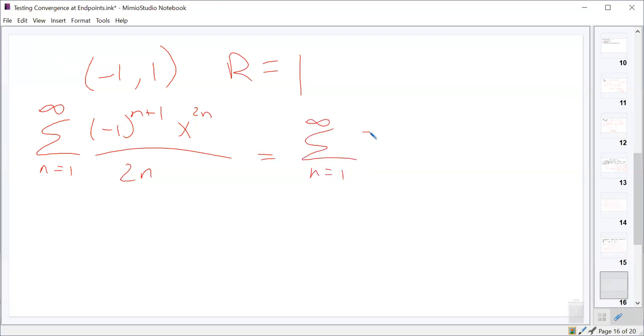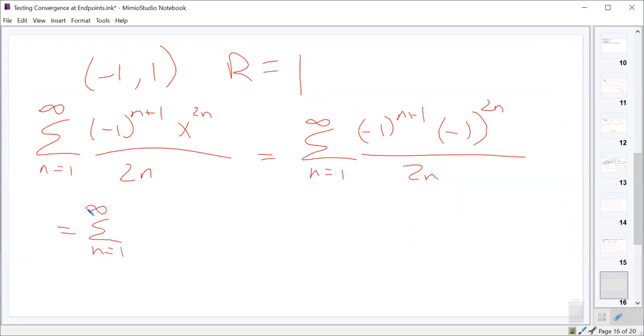All right, so what we've got here is (-1) to the n plus 1. Then we replace the x with our endpoint, -1, so we get (-1) to the 2n, and we have a 2n in the denominator. Looking at this, (-1) to the n plus 1 times (-1) to the 2n have the same base, so what can we do? We can add our exponents, giving us (-1) to the 3n plus 1 over 2n. So this is the sum from n equals 1 to infinity of (-1) to the 3n plus 1 over 2n. Everybody feel okay about that at home?